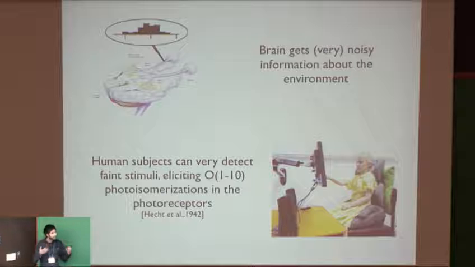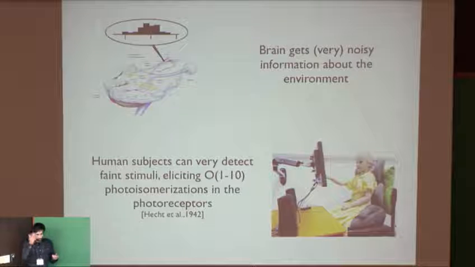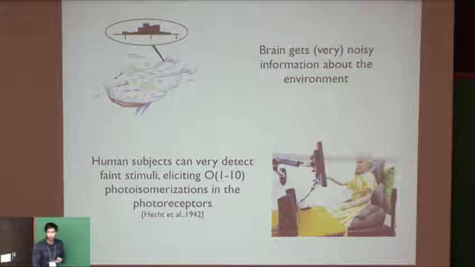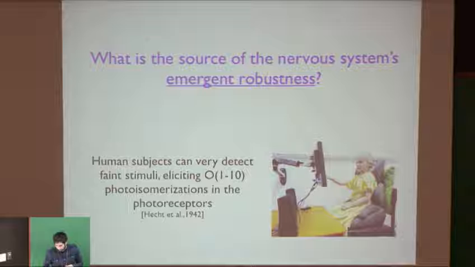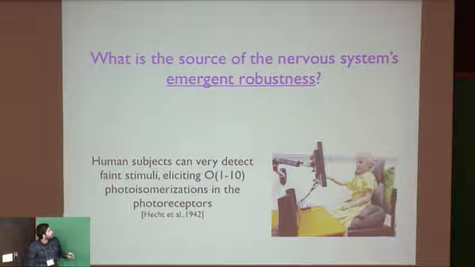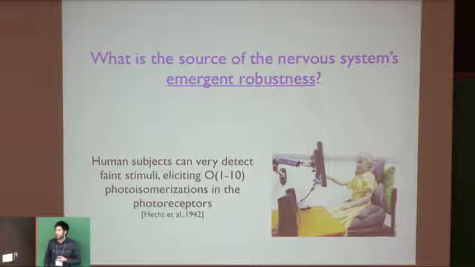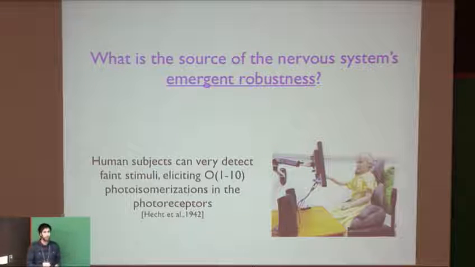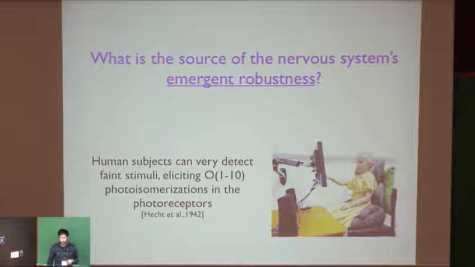So you can detect such faint stimuli that only 1 to 10 photoreceptors are triggered, despite having this enormously high level of noise in each of the channels sending information down the optic nerve. So in a very big picture sense, what my research program is about is trying to identify the source of the nervous system's emergent robustness. How do you take a system of unreliable components and construct something that is robust?